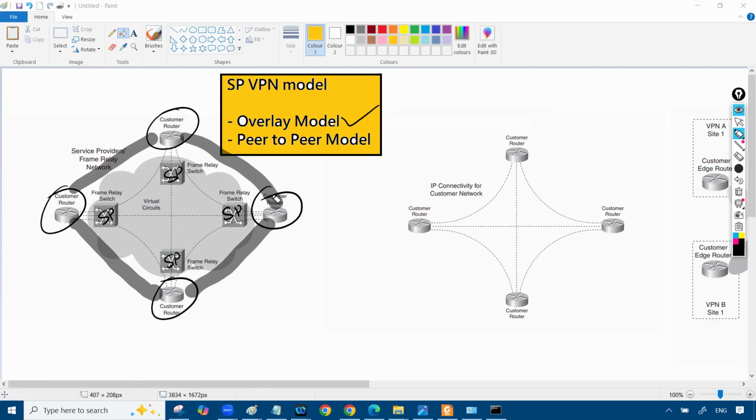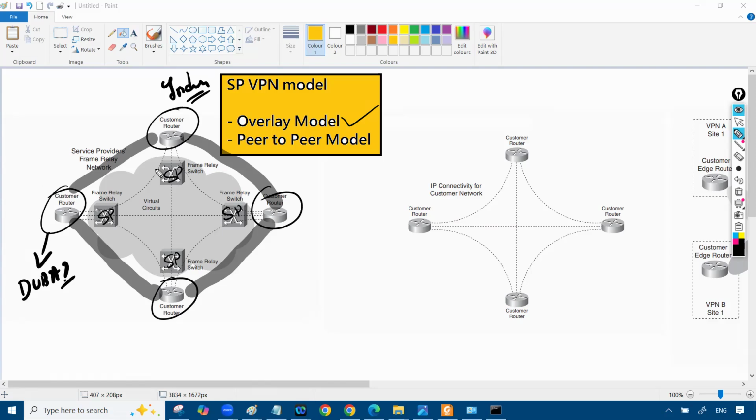So what happens in the overlay model? The customer is not exchanging routes with the service provider. The customer is not going to share any route with the service provider. They can directly share routes from one customer to another customer. For example, this customer is in Dubai and this customer is in India. India can directly share information with Dubai, and Dubai can directly share information with India. So the service provider is not going to maintain the customer route information.